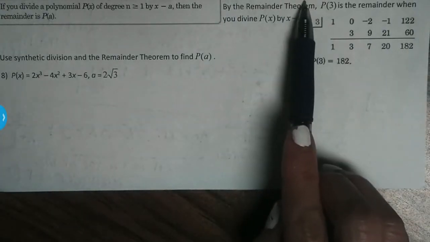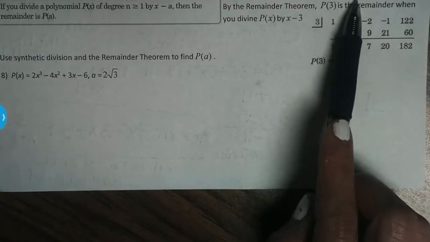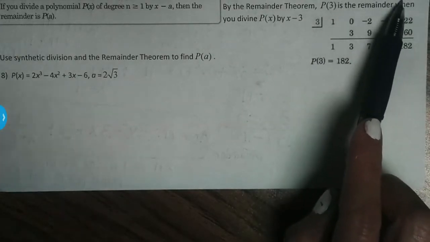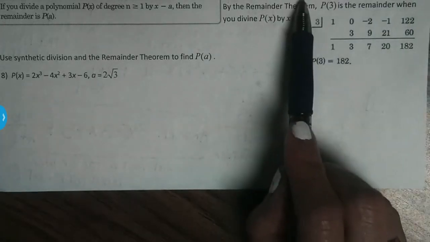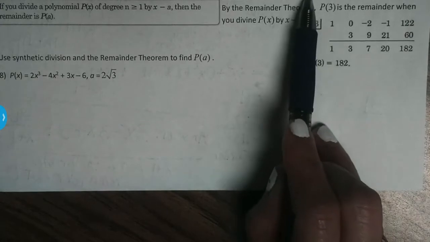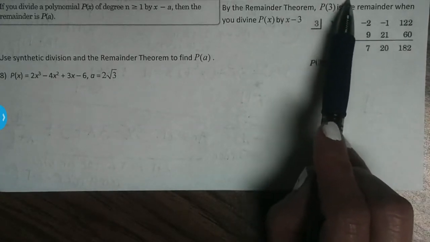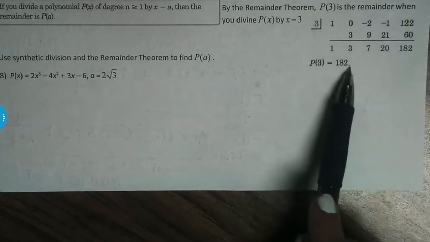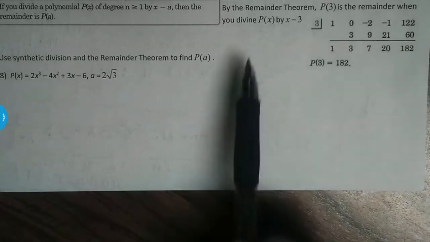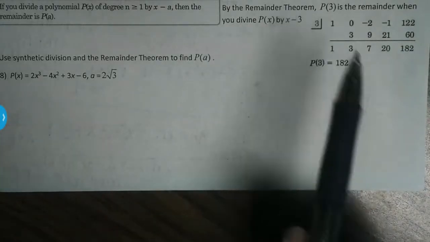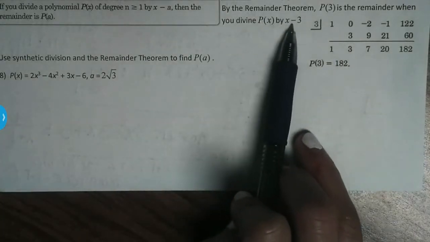So given this polynomial of x to the 4th minus 2x squared minus x plus 122, what is p of 3? So basically, first of all, we could always find p of 3 by just plugging 3 in for x here. And you can just do 3 to the 4th minus 2 times 3 squared minus 3 plus 122. And that's going to give you p of 3, which it looks like is 182. But another way to find p of 3 is with this remainder theorem. So by the remainder theorem, p of 3 is the remainder when you divide the polynomial by x minus 3.